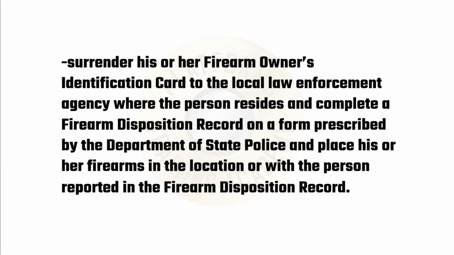The first thing is to surrender that FOID card to the local law enforcement agency where you live. So if you live in the city of Chicago, you will be turning that card over to the Chicago Police Department. Also, you will be completing a firearm disposition record stating where you have left your firearms. You can leave your firearms with the Chicago Police Department or that local law enforcement agency, or you can leave your firearms with a person that is currently in possession of a valid FOID card.